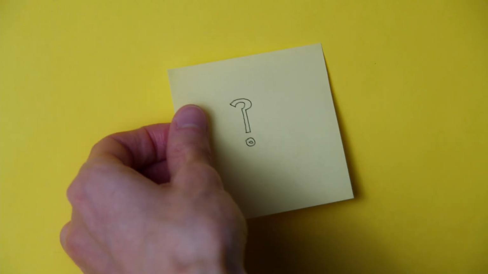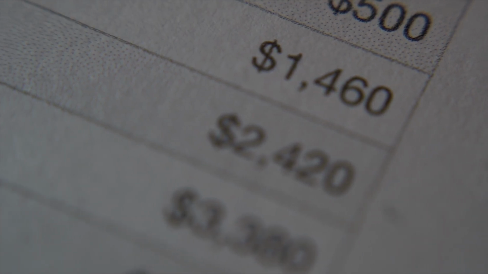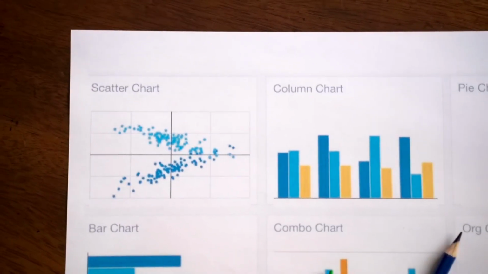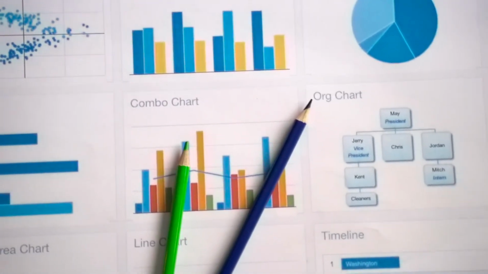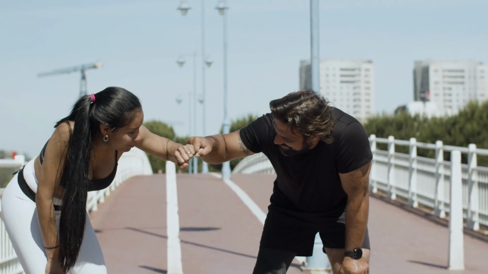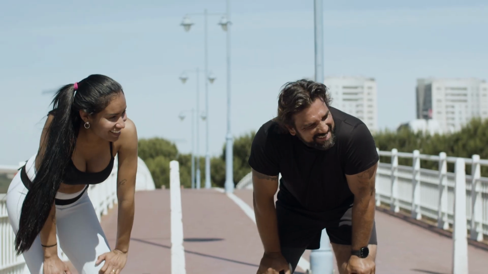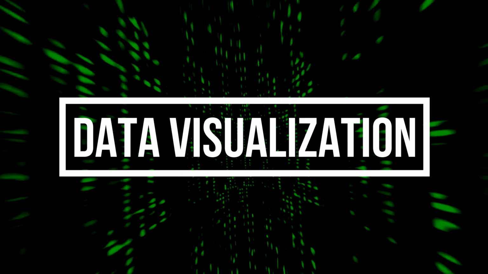So let me ask you a simple question. If I show you 100 rows of numbers, will you understand what's happening? Probably not. But if I show you one simple chart, your brain goes, oh, now I get it. And that reaction is the reason data visualization exists.